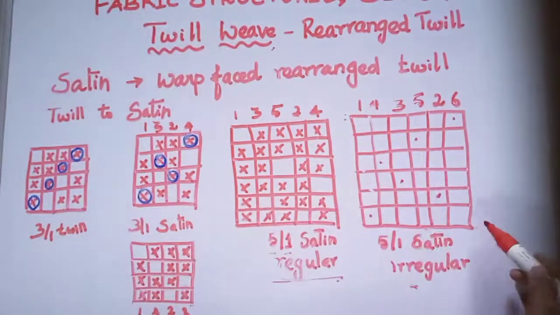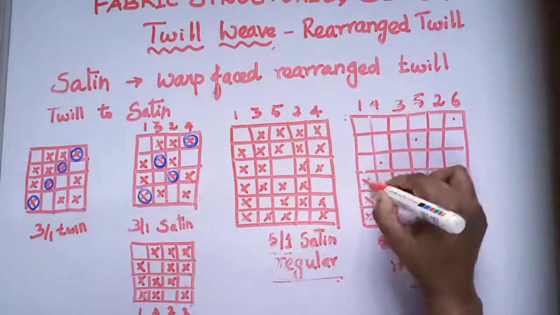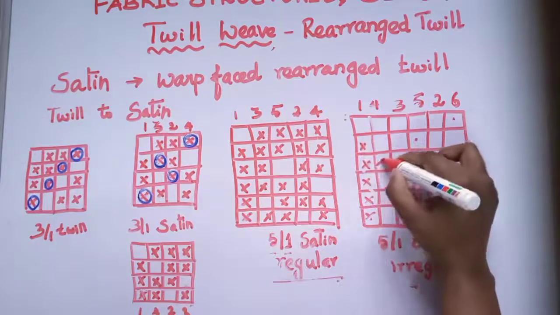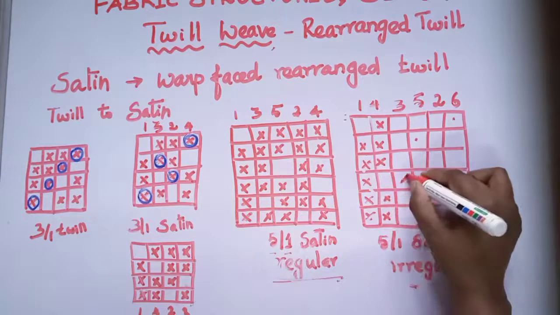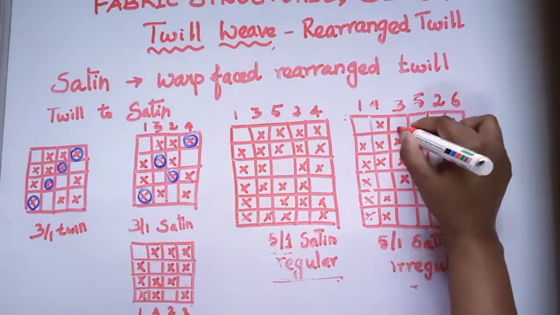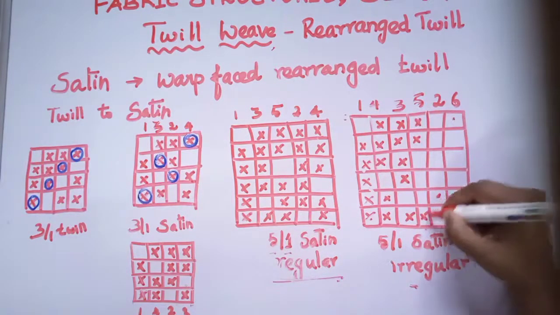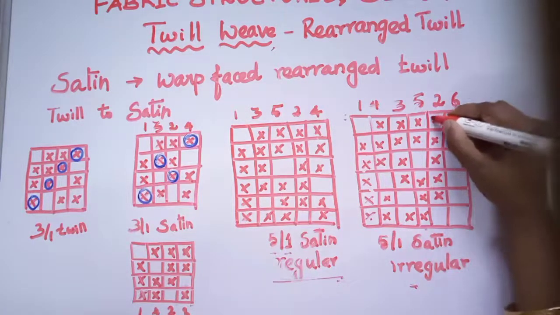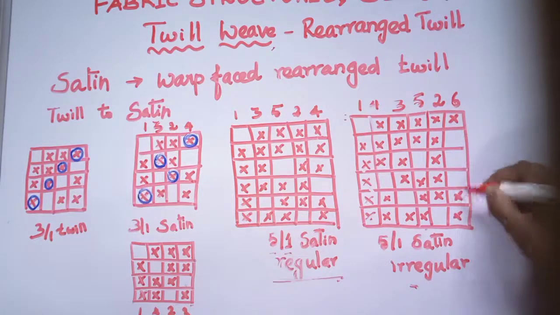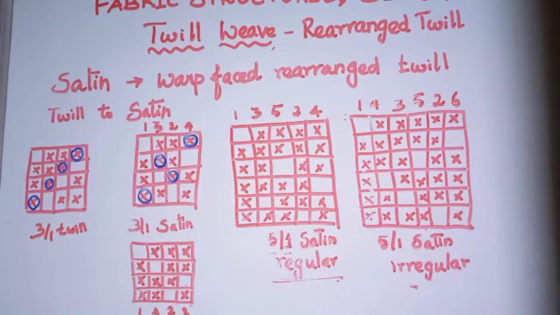Now we are going to complete the 5 by 1 satin in irregular form. As I have already told, in irregular satin the starting point of the satin weave is rearranged in a random way. This is about irregular satin. In exams, you have to follow this pattern for drawing the satin weave. Right? Thank you.